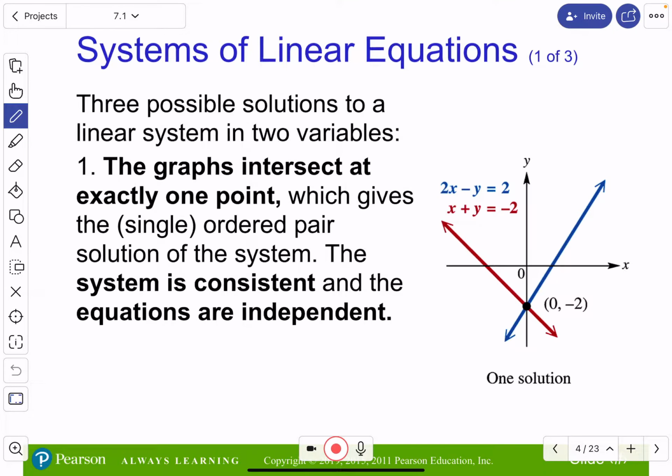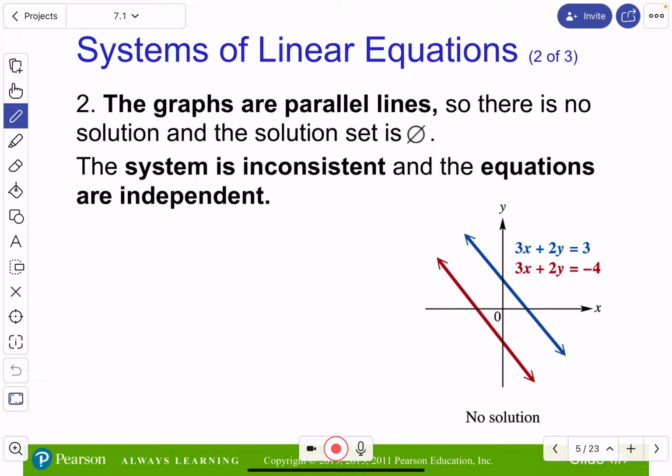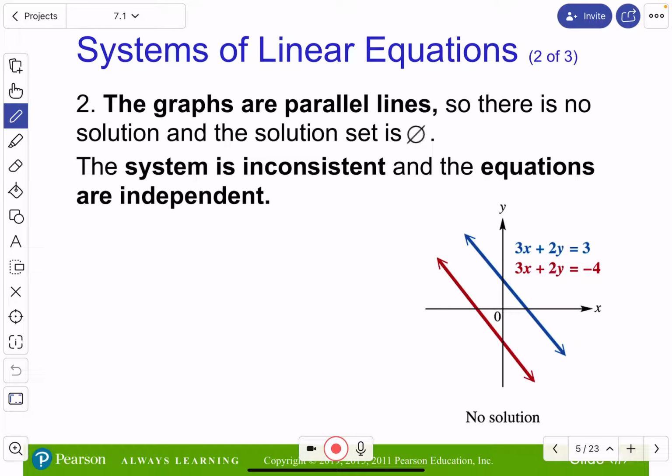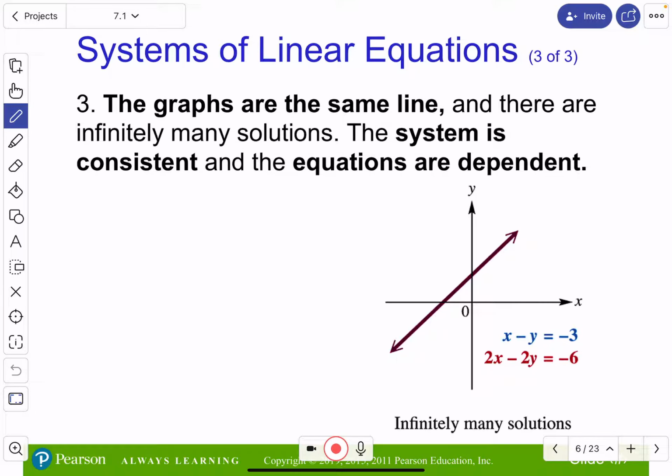So when you have two lines, there can be one solution, the place where they cross. There can be no solutions if the lines are parallel, or there can be infinitely many solutions if they end up being the same line. When we have no solution, the set is the null set, and we can call it inconsistent or independent. When we have infinitely many solutions, those are consistent and dependent because they're the same line.